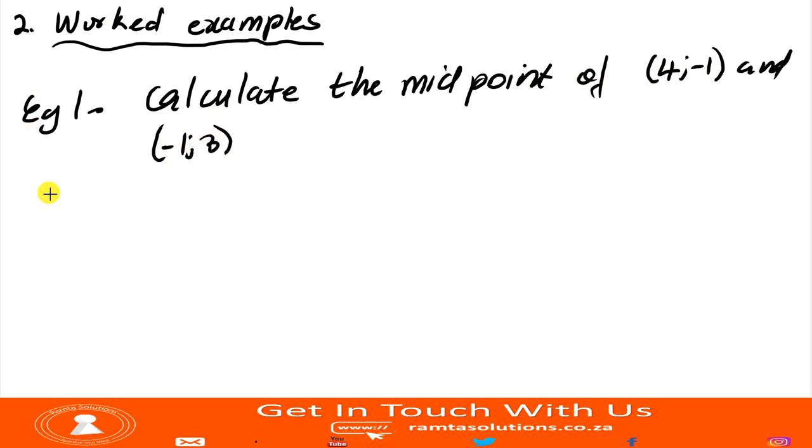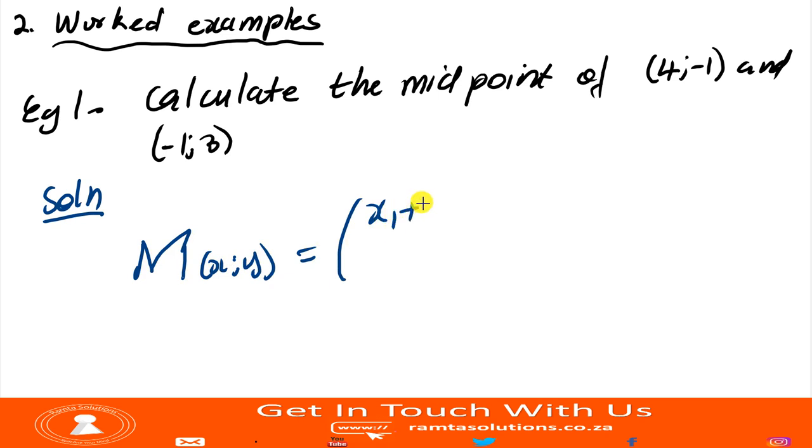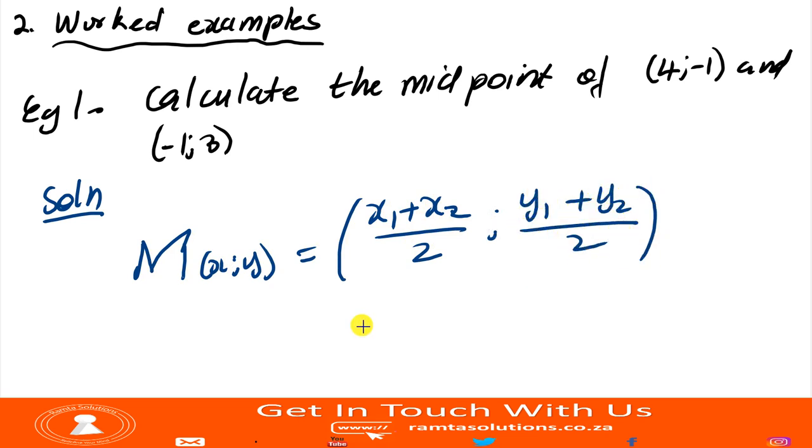So our solution, let me change the color. You remember the midpoint formula that we used. For now, we will call it capital M, with coordinates x and y, is equal to open bracket x sub 1 plus x sub 2 all over 2 and y sub 1 plus y sub 2 all over 2, close. We're going to call this point the second point. This one, we're going to call the first point. So what is x sub 1? It is 4. What is x sub 2? It is minus 1, all over 2.